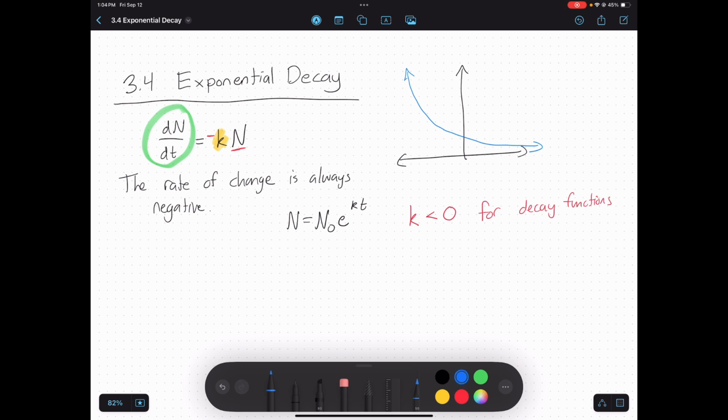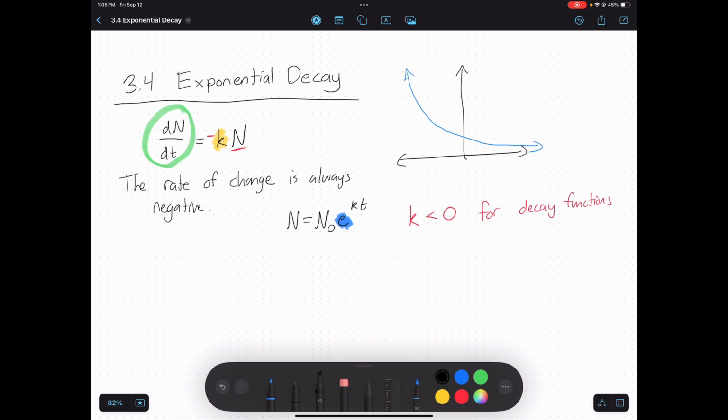But you might be thinking, but wait a second. We learned, when we first learned about exponential functions, that in order for it to be a decay function, the base of the exponential function needs to be less than 1. It needs to be between 0 and 1. And e, of course, isn't. e is 2.7 something. So how can this be a decay function if e is greater than 1?